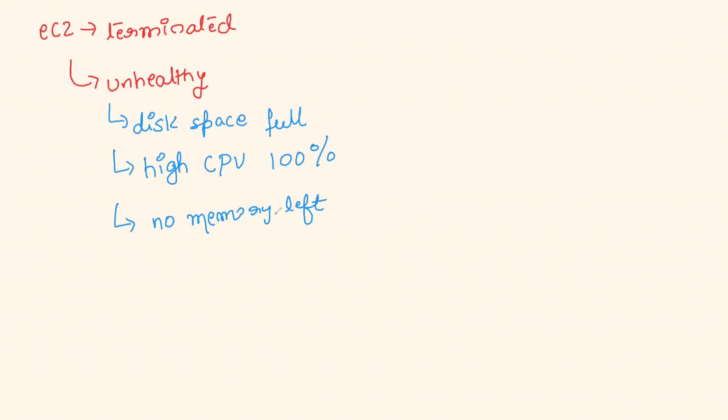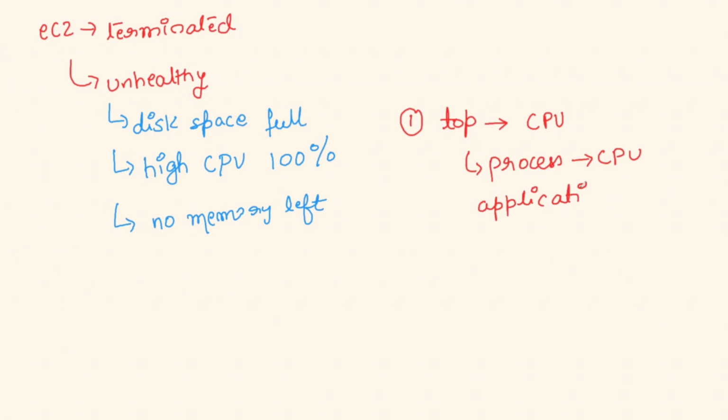So these are the three possible causes that would probably be resulting in an issue with the unhealthy EC2 instances. To start debugging, the first step I would suggest is to run the top command to see the CPU utilization and try to see what is the process that is occupying the CPU. In this case, you might realize that the application itself, this could be a Java application, Node.js application, could be causing the CPU utilization.